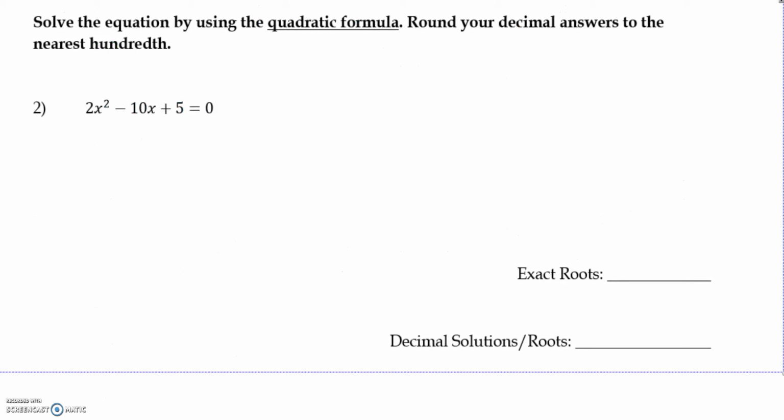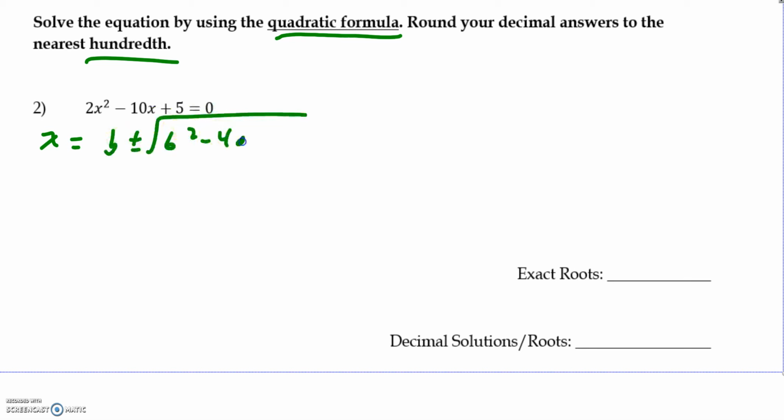Number 2, solve the equation by using the quadratic formula. And again, round your answers to the nearest hundredth when we get there. So if I looked at this problem, I could try to factor with splitting the middle term, but instead I'm going to try to use the quadratic formula, because if I even tried to divide everything by 2, I would get an odd middle term, which does not lead to completing the square. So instead, let me use the quadratic formula.